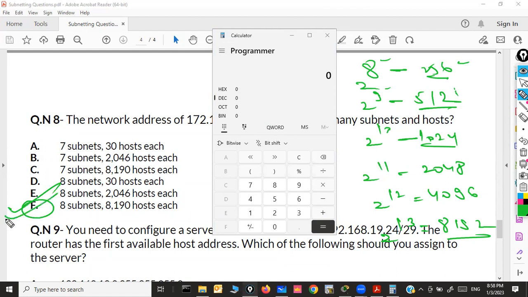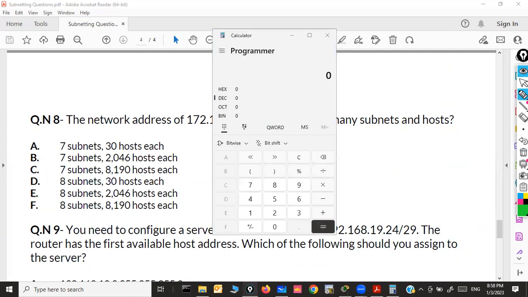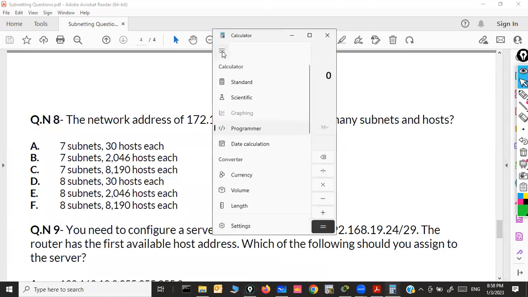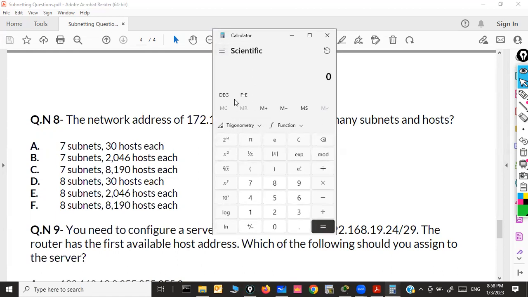The right answer is F, 8 subnets and 8190 hosts, because 2 raised to the power 13 is equal to 8192, minus 2. So that's correct. But still, if you have to find it out using a calculator, you can go to the scientific calculator, and here you have x raised to the power y, so 2 raised to the power y, let's say 13, and then look at this number.